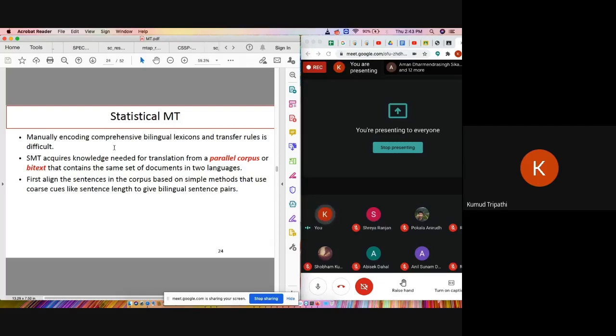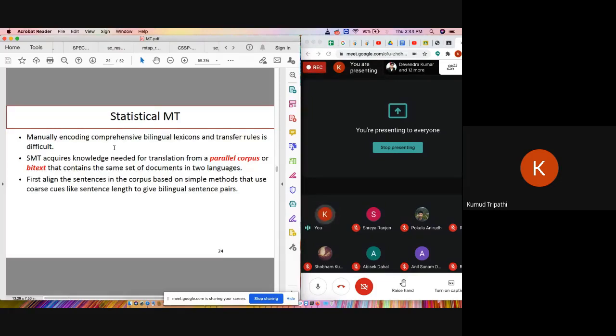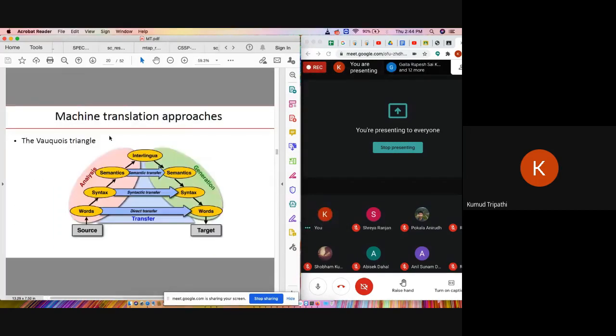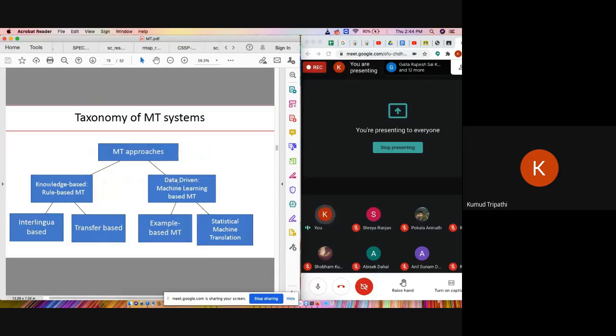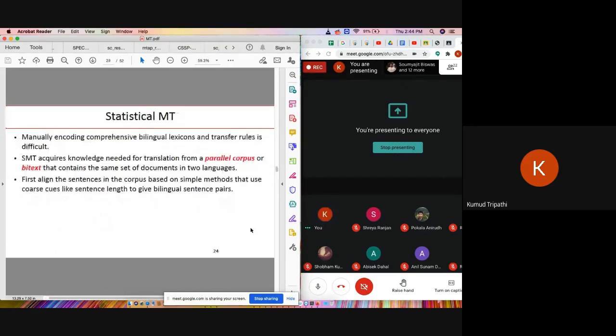Now, what is statistical machine translation? This is the main thing actually. This is the core part of machine translation, which is included in your syllabus. This one, the right part, is data driven, meaning machine learning based machine translation. Machine learning based means you need to have this statistical approach. We are not going to discuss example based, we are going to discuss statistical. Statistical means here we are going to discuss the probabilistic model for machine translation.